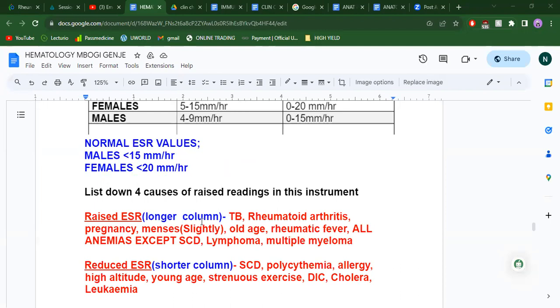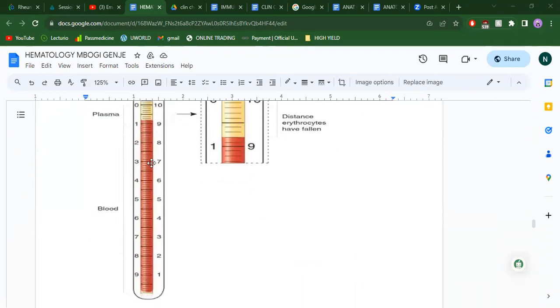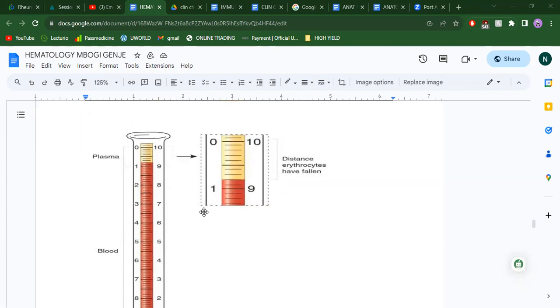So raised means a longer column. Raised is basically the time taken to settle. If these are the RBCs, they'll settle till here, so this is a longer column. But if it's reduced, it will settle till here, so a shorter column. That's where we read here, okay?